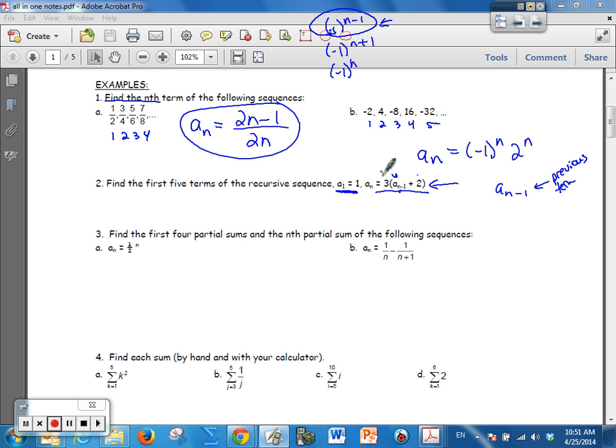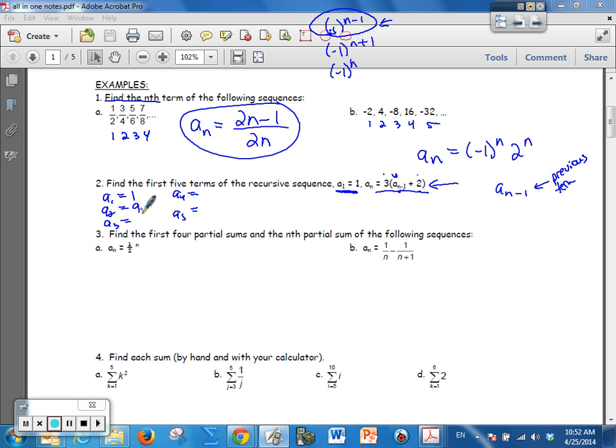And it wants us to find the first 5 terms. So we'll go over here. So we want a sub 1, which they already gave us. That's kind of nice. A sub 2, a sub 3, a sub 4, and a sub 5. All right, they already gave us the first term. That is a 1. Now we're going to follow the rule. We're going to take the 1, and add 2 to it, which would give us 3. And then multiply by 3, that would give us 9. That's my next term.